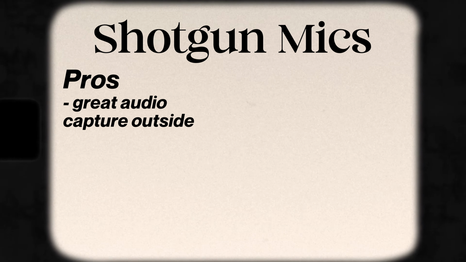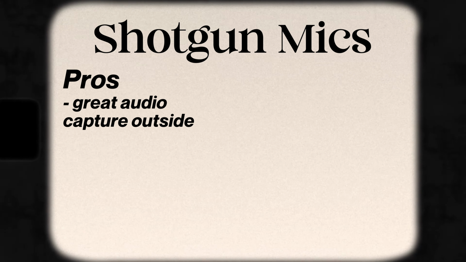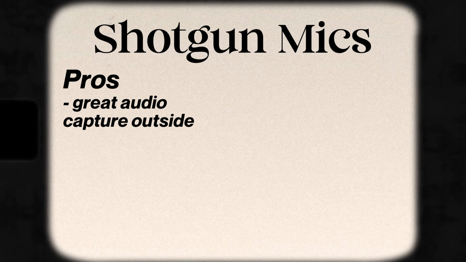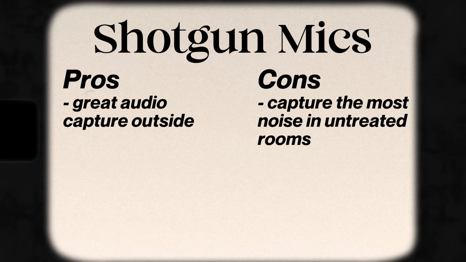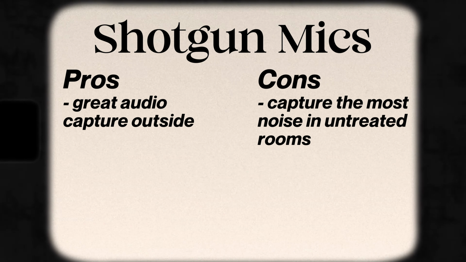Typical uses for this are obviously film and video production. Then you've got interviews in both controlled and uncontrolled environments. It's really good for capturing audio outdoors, if you throw a windscreen on this or a dead cat. In untreated rooms, a shotgun microphone is gonna pick up the most reverb, the most echo, and it's gonna sound the worst out of these microphones.